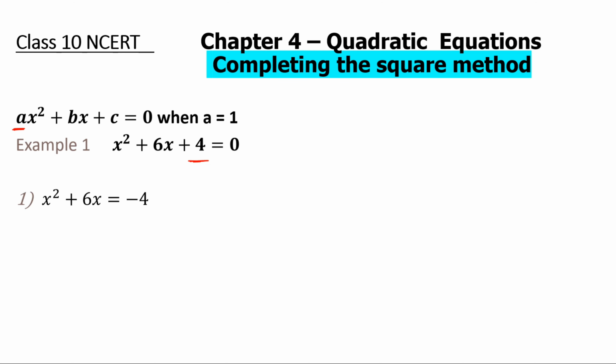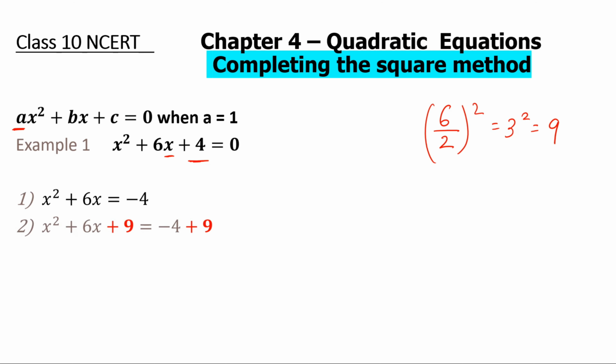Now we need to take half of the coefficient of x and square it, and then we need to add it to each side. So here, the coefficient of x is 6. So take half of 6, which is 3, and square it. So 3 squared is 9. Okay, so add plus 9 to both sides.